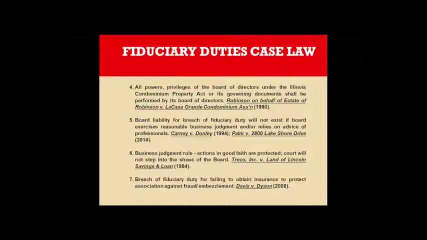Number 6 is just a restatement of the business judgment rule, but I'm giving you the case. Number 7, there was a case back in 2008, not so long ago, where a board failed to have fraud embezzlement insurance. And of course, this was a situation where a board member had embezzled. So the courts found that the board itself, all the board members, breached their fiduciary obligations for not obtaining the insurance. So Section 12 of the Condominium Act has minimum insurance requirements.